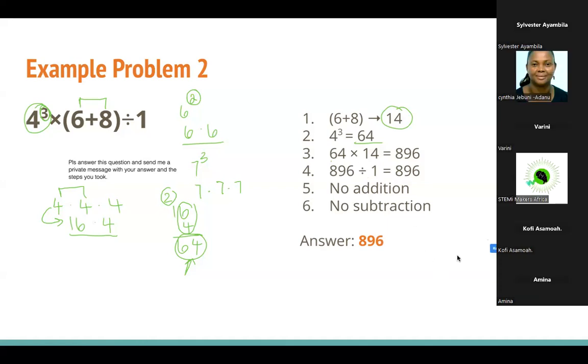Okay, so I'll just go through the rest of the solution. Then you do 64 times 14, which gives you 896 when you do it. And then anything divided by 1 will just give you whatever you are dividing. So 896 divided by 1 will give you 896. And because there's no addition or subtraction, your answer is 896.